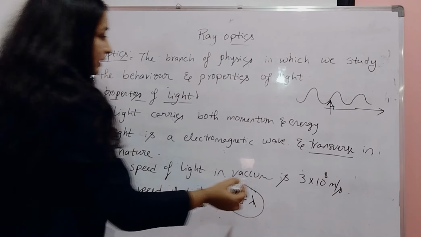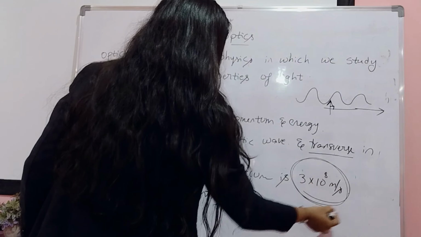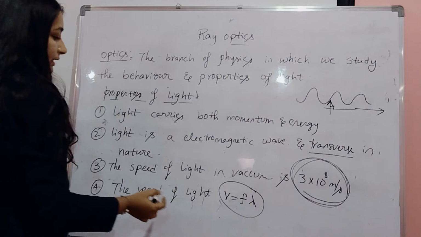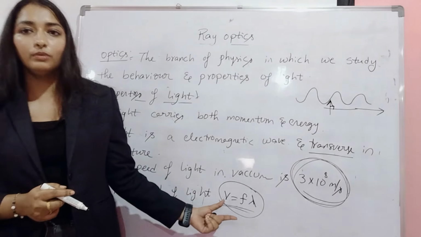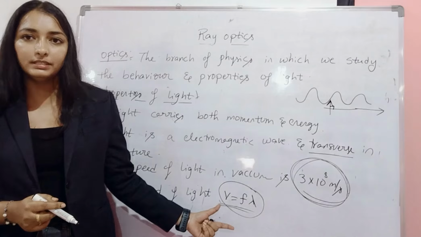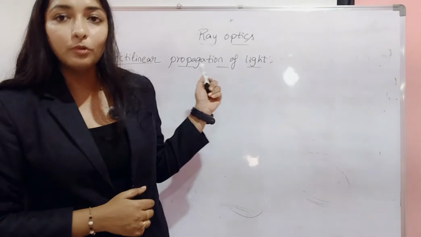So light wave is an electromagnetic wave and transverse in nature. The speed of light is 3 into 10 power 8 meter per second. It is an extreme speed, and it can be calculated using a simple formula: speed is equal to frequency into wavelength. Is it clear?